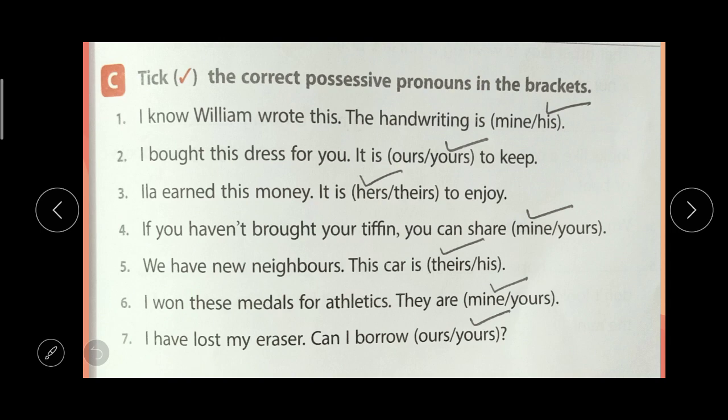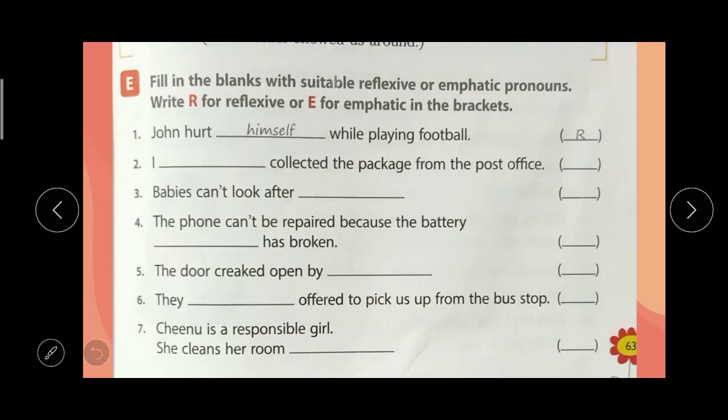Number 5, we have new neighbors. This car is theirs. Number 6, I won these medals for athletics. They are mine. Number 7, I have lost my eraser. Can I borrow yours? Then the next exercise, that is number E, where you have to fill in the blank with suitable reflexive or emphatic pronouns and write R or E in the brackets which are given beside.